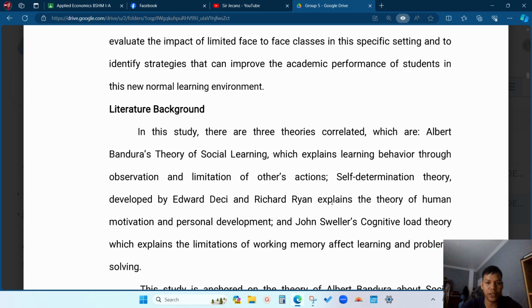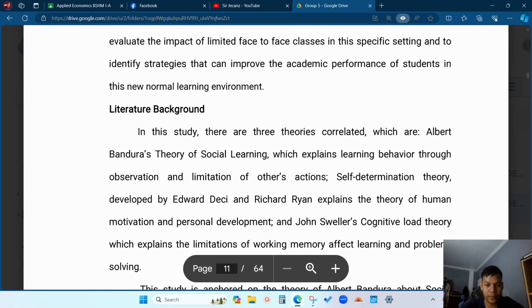The first one, you need to take note of, is theory. The second one is the legal basis. The third one is the related literature. The fourth one is the related studies.